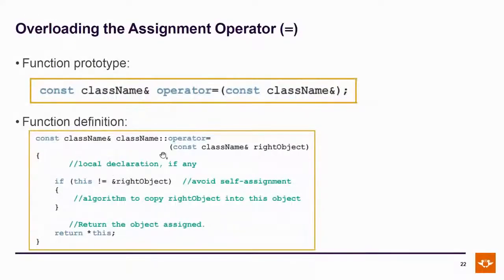We are testing, are we the right-hand side? How can we check if we're the right-hand side? Well, we've got a pointer to the current instance of the object at all times called this. So if we are the same as the right-hand side, our memory addresses are going to be identical. So that's what we're doing here. We're comparing this, which is a pointer to our object in memory, with the address of the right-hand side.